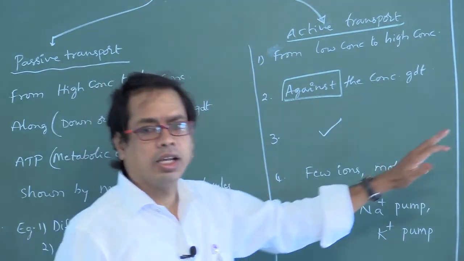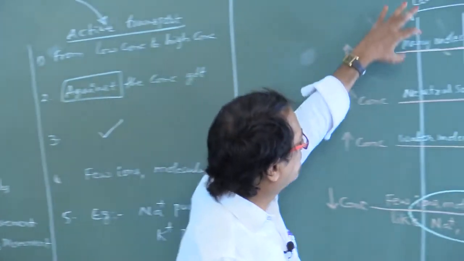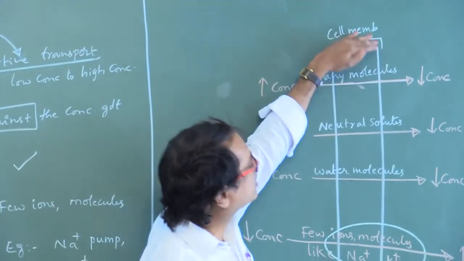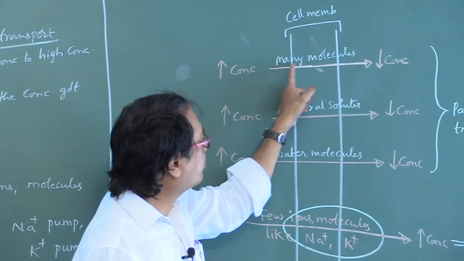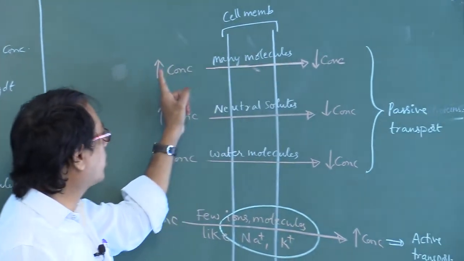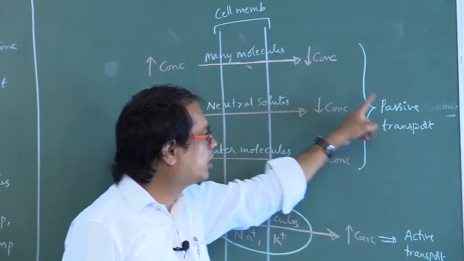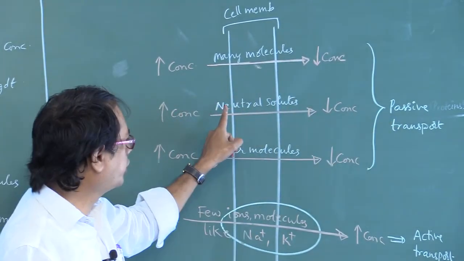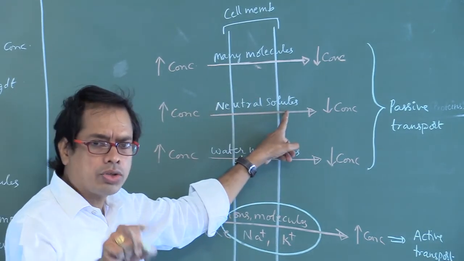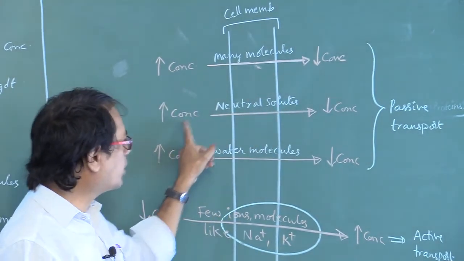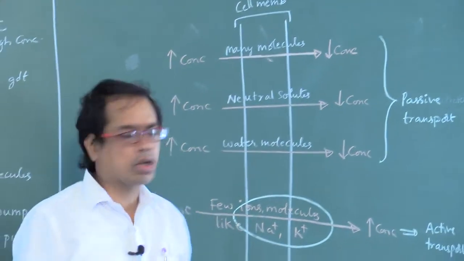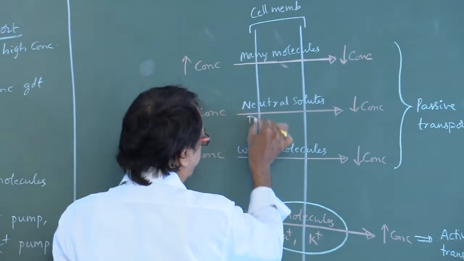This can be shown in a diagrammatic representation. This would be the cell membrane. Many molecules move from high concentration to low concentration. It will be considered as passive transport. And neutral solutes also move from high concentration to low concentration. Neutral solutes movement is so called diffusion.